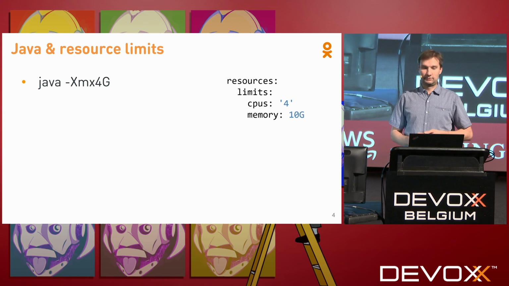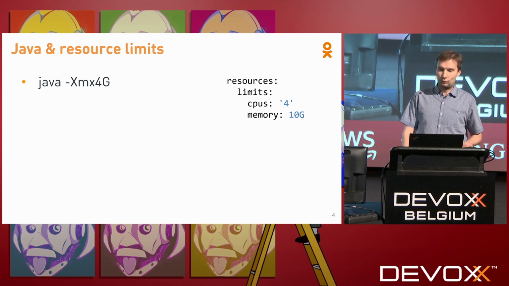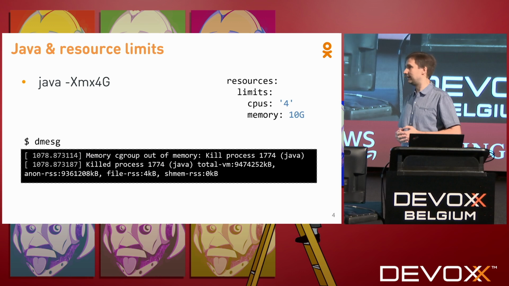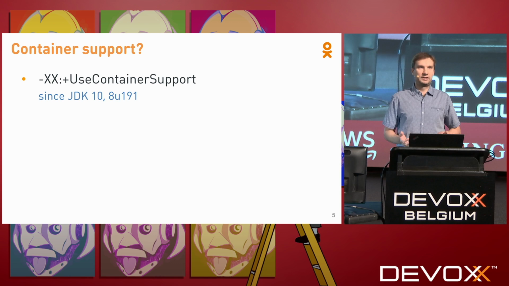But if everything were so simple, I obviously wouldn't be making this presentation. It's not an uncommon case that an operating system suddenly comes and kills your Java process because it reaches the memory quota. But wait, Java has had container support for a while. So let's just use the most recent JDK and the problem is solved.